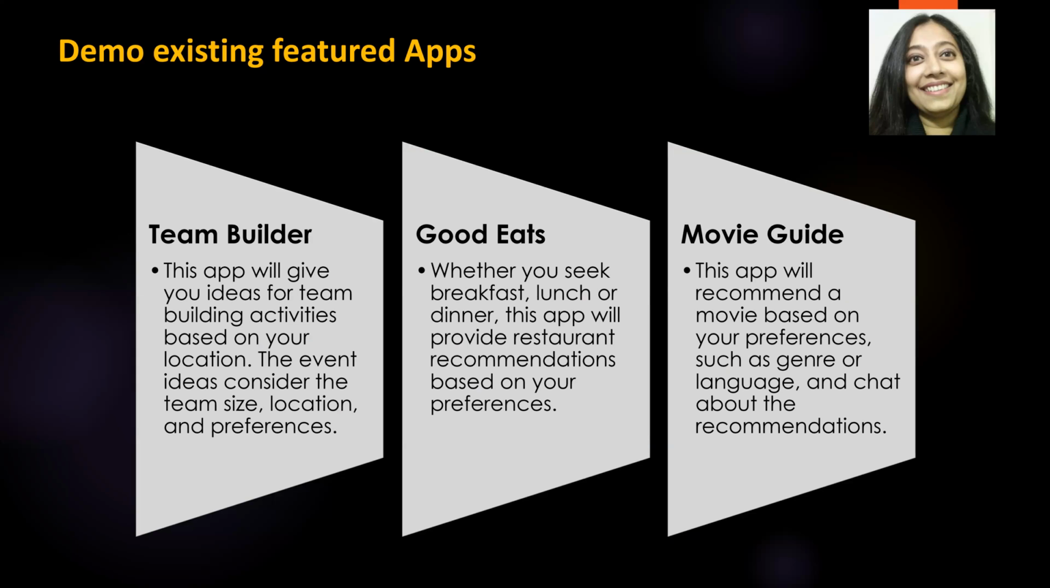Now, let us look at some of the featured apps. Now, I have chosen three apps over here. Of course, there are many, many apps that people have built over a period of time. But the three apps that I've chosen are, first is the Team Builder. Now, this particular app basically gives you ideas for team building activities depending upon your location, team size, and preferences. Similarly, you have a Good Eats app. This, as the name suggests, basically provides restaurant recommendation for breakfast, lunch, or dinner, again, based on your preferences.